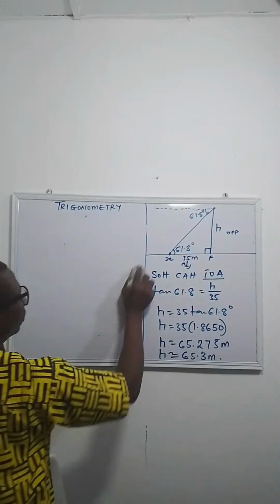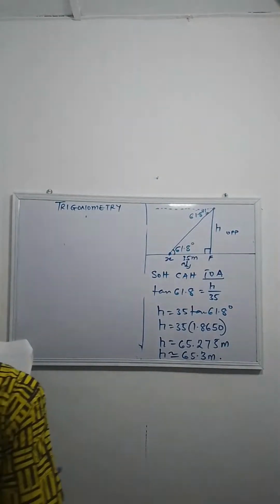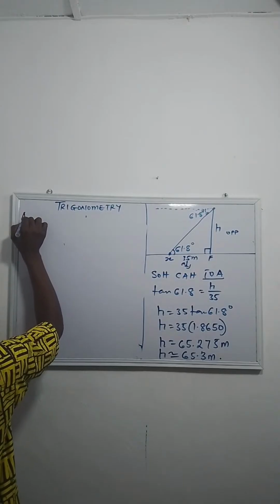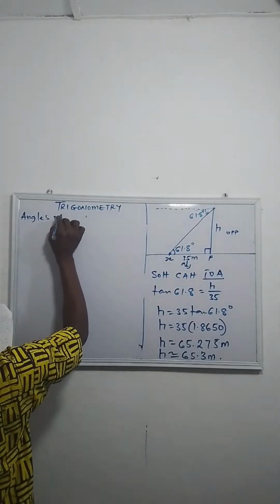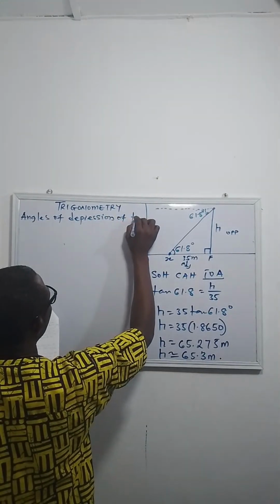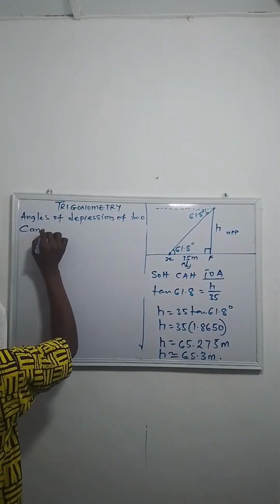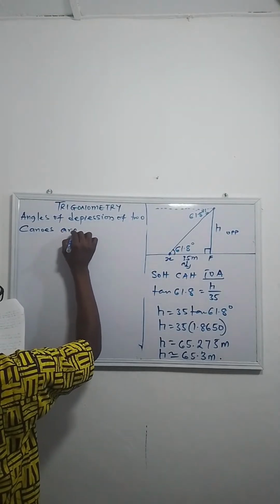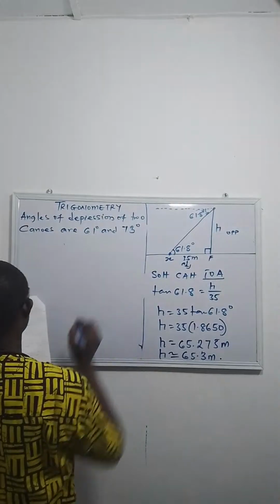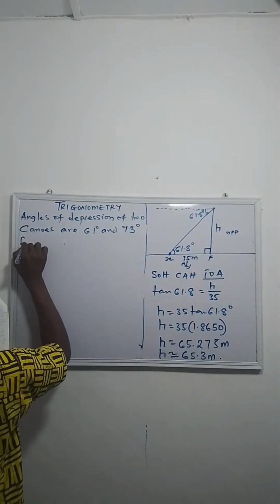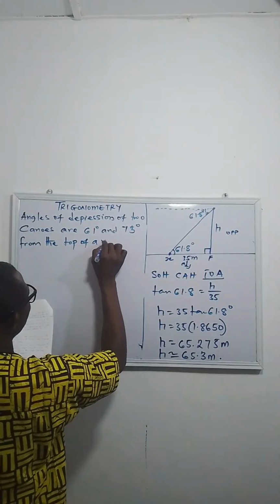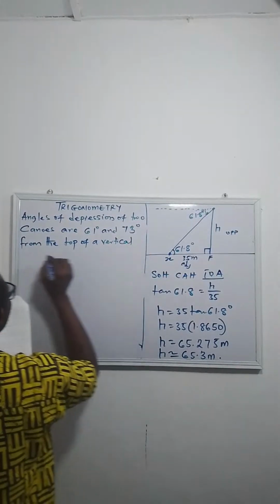And let's look at another question. Angles of depression of two canoes are 61 degrees and 73 degrees.